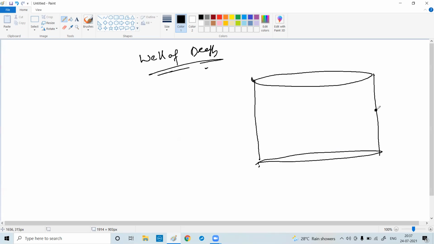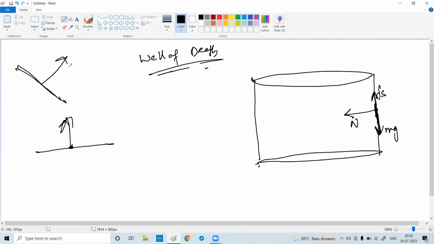So let's say the body is here, the mass, the weight is downwards. Because the surface is here, the friction is this side. Why? Because mg is this side, friction will be opposite to that, and N is this side. Why? Because this is the surface. You know that N is always perpendicular to the surface. Always. If the surface is like this, N is like this. If the surface is like this, N is like this.